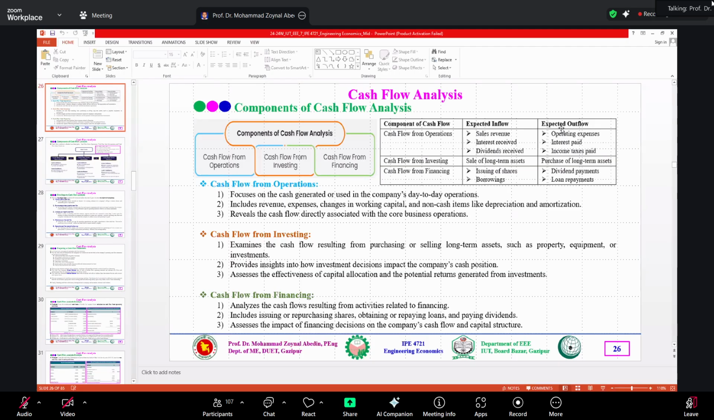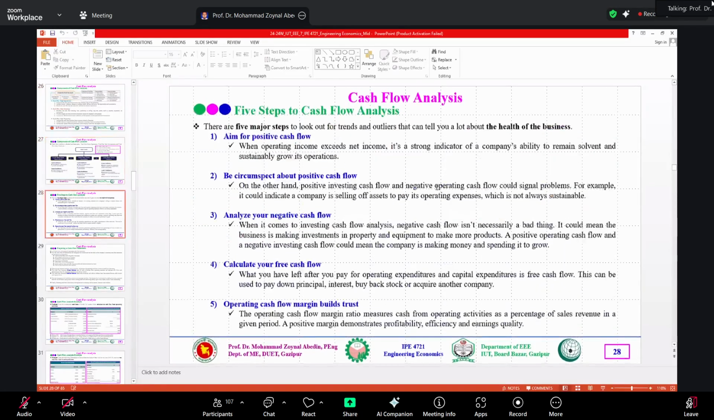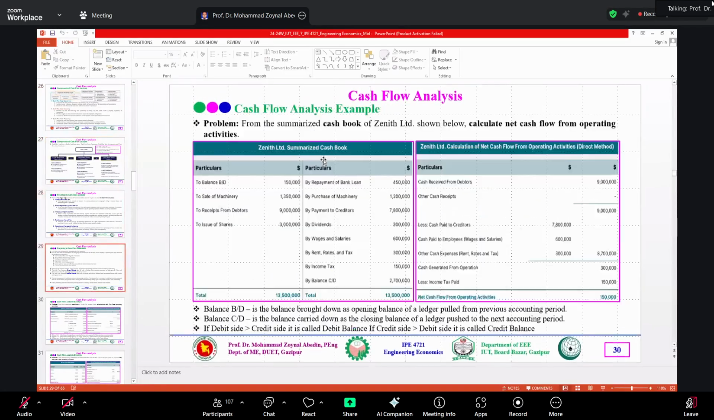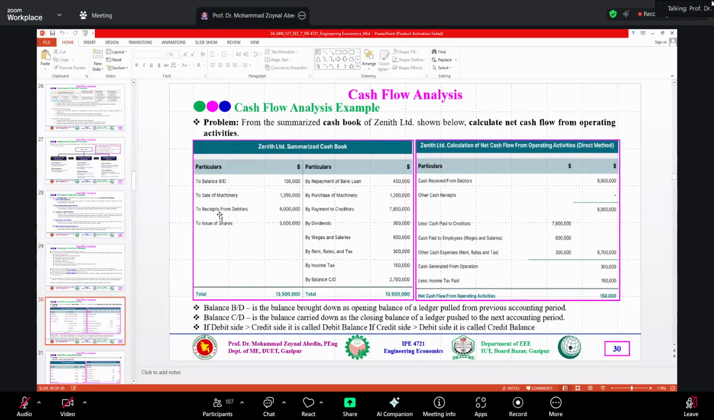That's the inflow. And this is credit value, which will be on the left side, and these all are the debit value that will be the right side. Operating expenses, money will go out from your pocket. Interest paid, money will go out from your pocket. Income tax paid. So the example of cash flow from operation is this one, the Zenith. Only the cash flow operating parameter we have to select. Not the machinery, not the share, not the other machineries, not the bank loan.